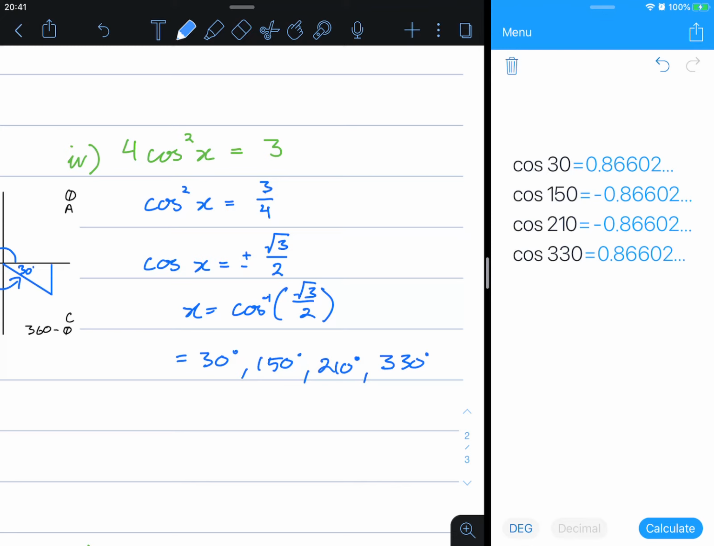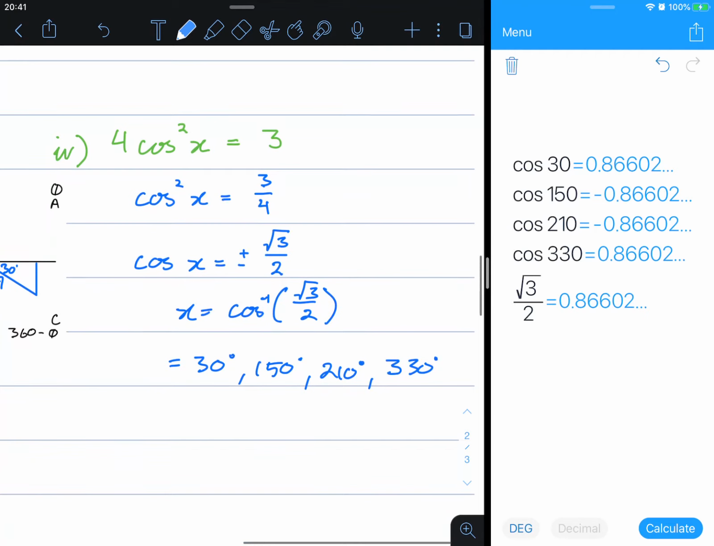Okay, now it may not look like root 3 on 2, but let's take a look at what happens when we input that in. It is the same value, and cosine of 150 and cosine of 210 are giving the negative values of root 3 on 2, which is what we want.